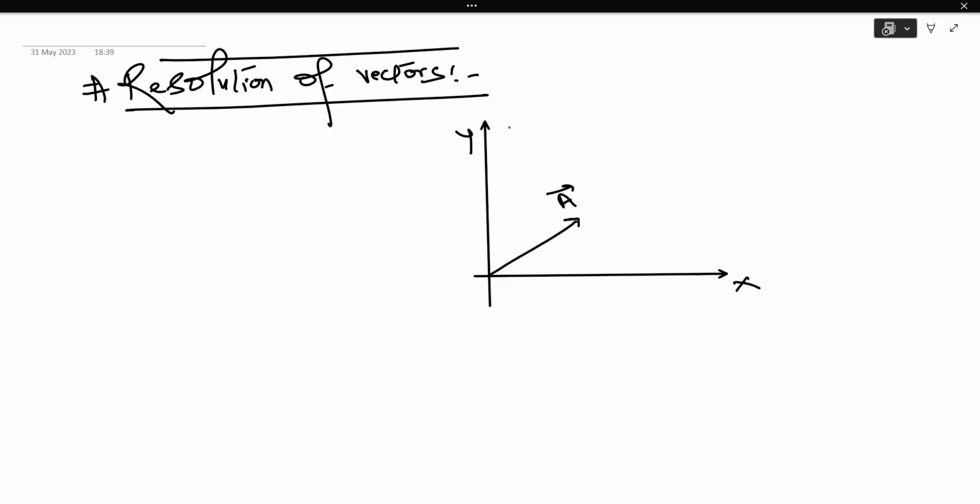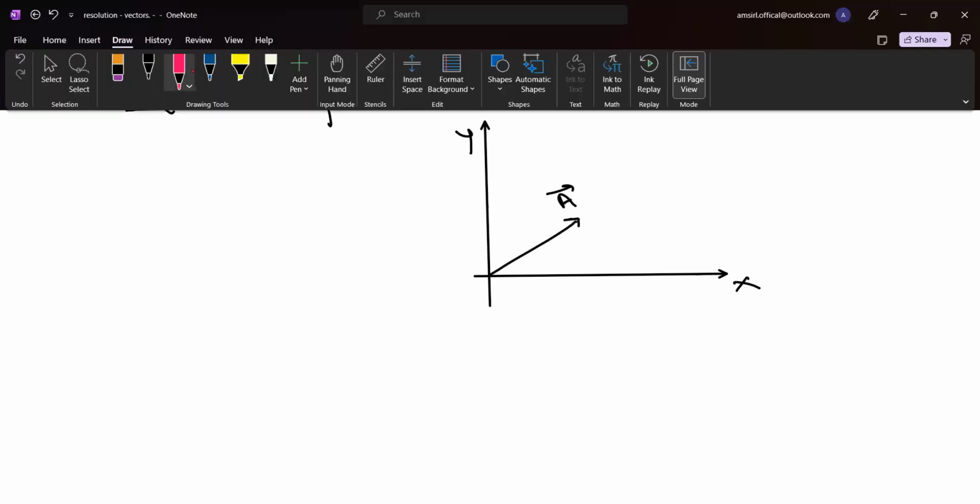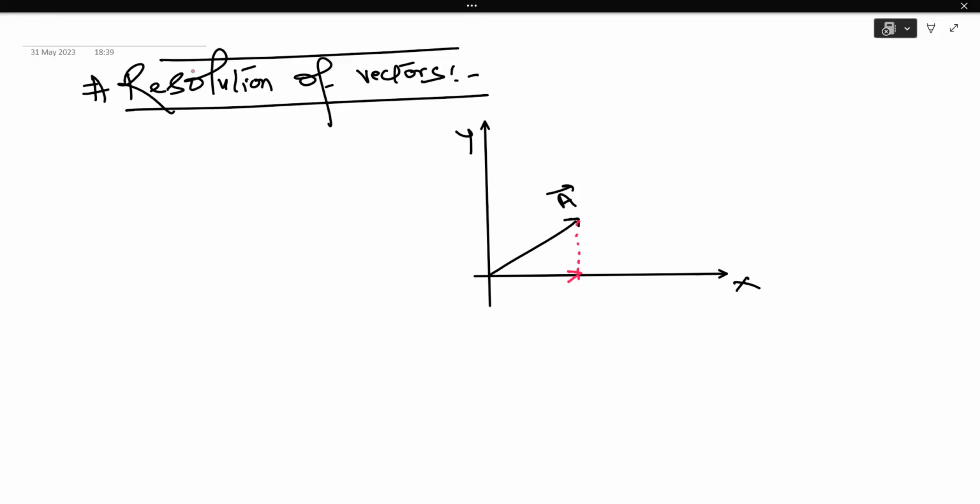So what we can do, we can express it as the sum of 2 vectors, one lying along the x-axis, one lying along the y-axis. The vector along the x-axis will be written as some number ax multiplied by i cap, and the vector along the y-axis will be written as some number ay multiplied by j cap. So we write the vector as ax i cap plus ay j cap.